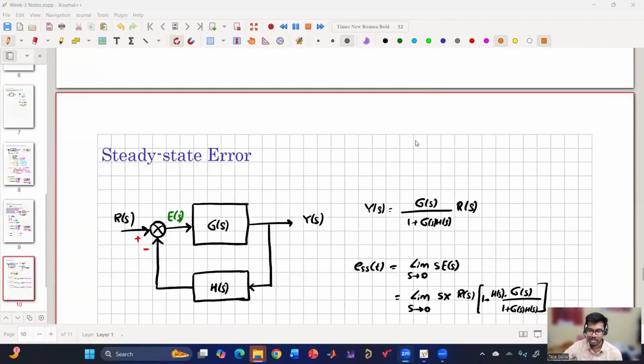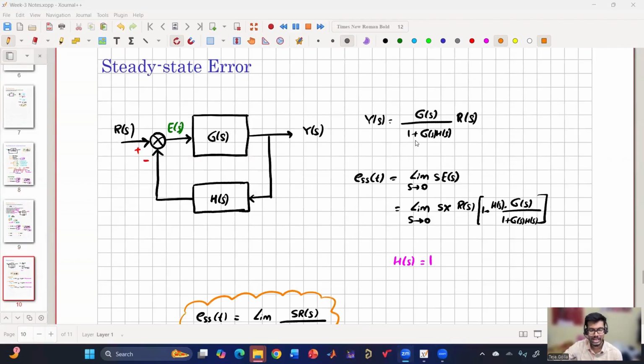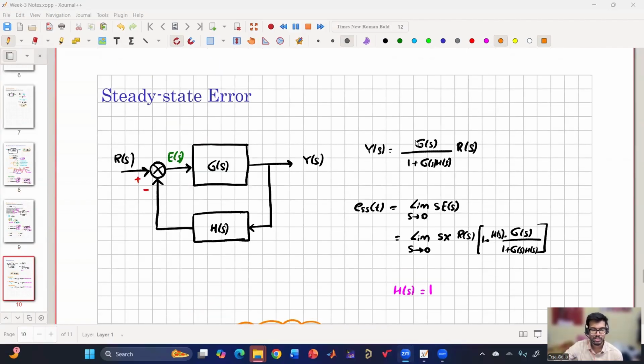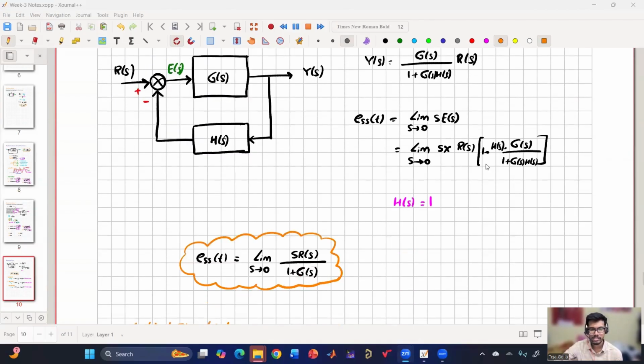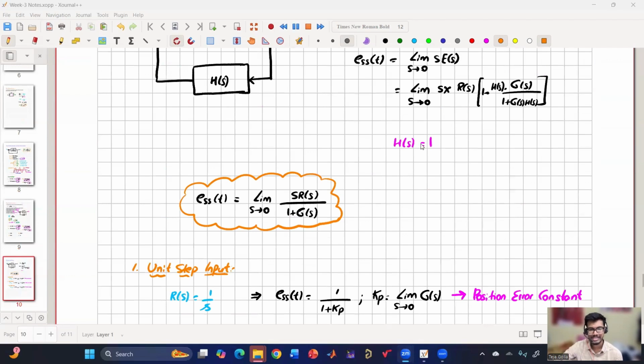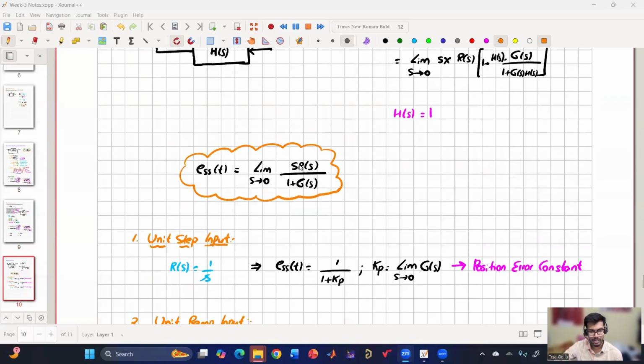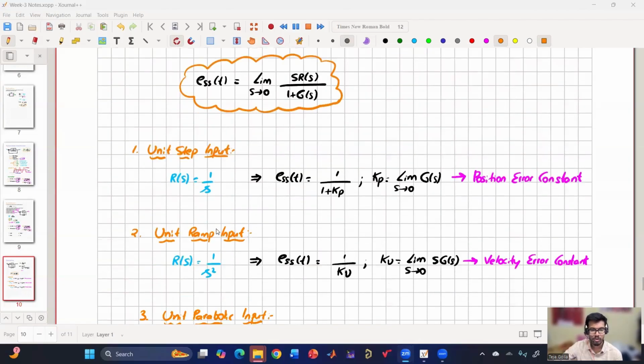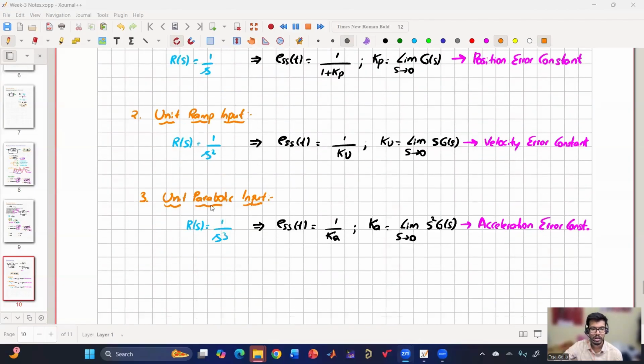Coming to the last topic of today's discussion, which is steady state error. In the steady state error, we have discussed the calculation of steady state error using the final value theorem. So first, we need to get the expression for E of S. Once E of S is given, then we'll get this expression. Now R of S can be unit step, which is 1 by S, or unit ramp input, which is 1 by S square, or unit parabolic input, which is 1 by S cube.